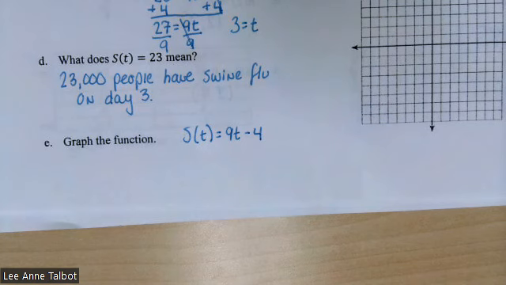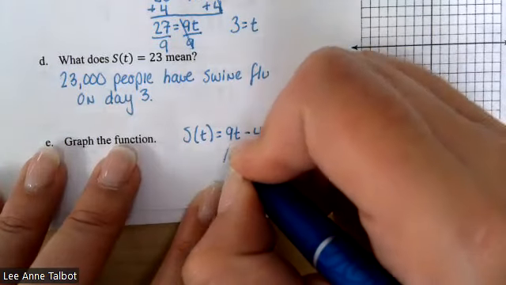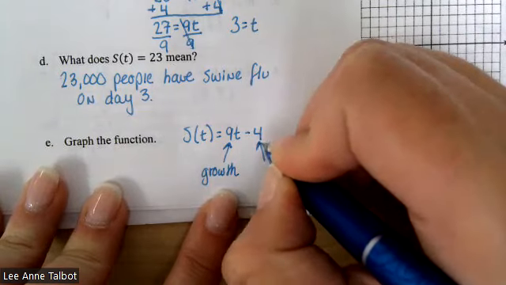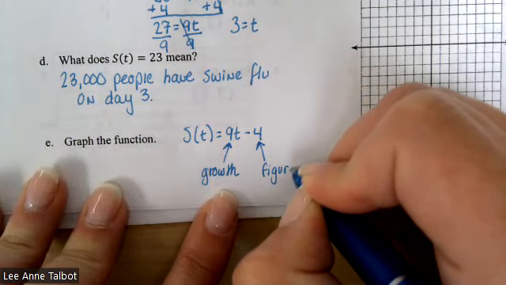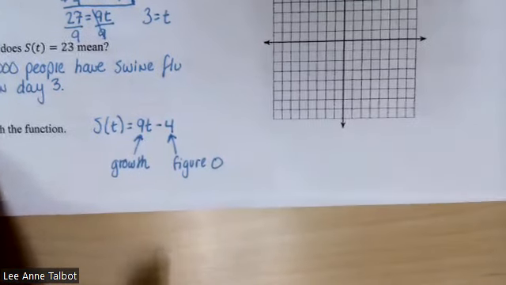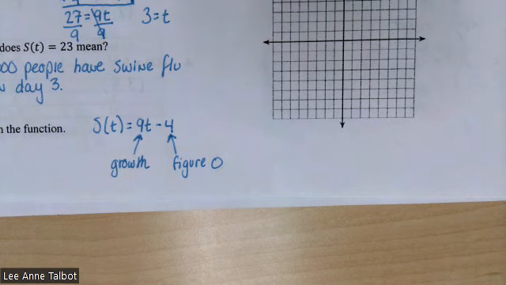This one is linear. You can tell because it's got the growth x plus figure 0. So what I want to do is show you what these numbers are. This is the growth, and that is figure 0. It's kind of hard to think about figure 0 having -4 tiles in it, but that's okay. Just kind of have to imagine.